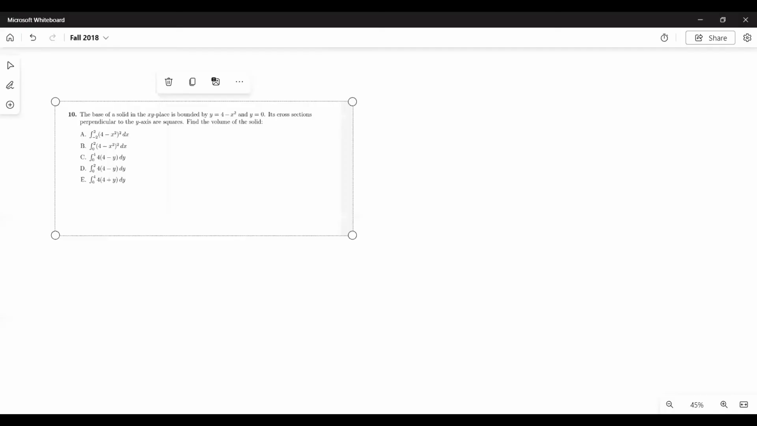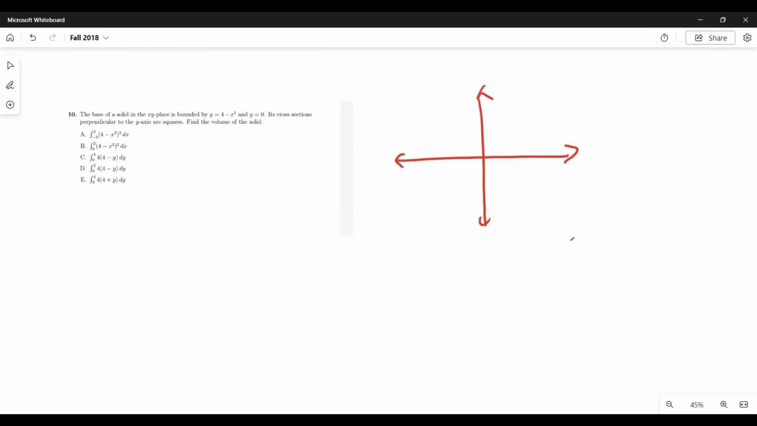Okay. So this question asks to find the volume of the solid whose cross sections perpendicular to the y-axis are squares. Okay, let's draw the curves first. So y equals 4 minus x squared. So 4 minus x squared, this becomes negative 2 and 2. Okay, we have that.